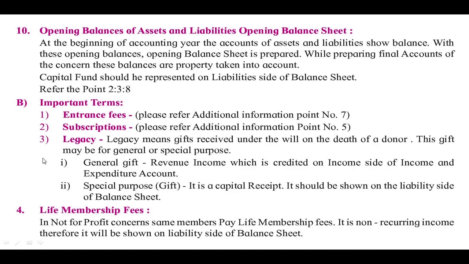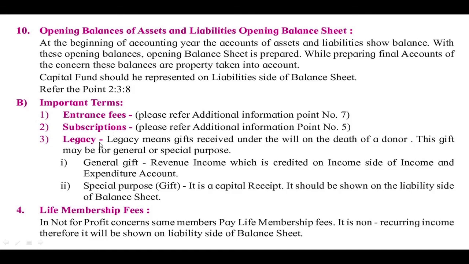Then opening balance of assets and liabilities. Whenever the opening balances of assets and liabilities are given, and if the capital fund is not given, then from the total assets we can subtract the total liabilities and we can find the capital fund. Then the next is about entrance fees and subscription, which I have already explained to you.